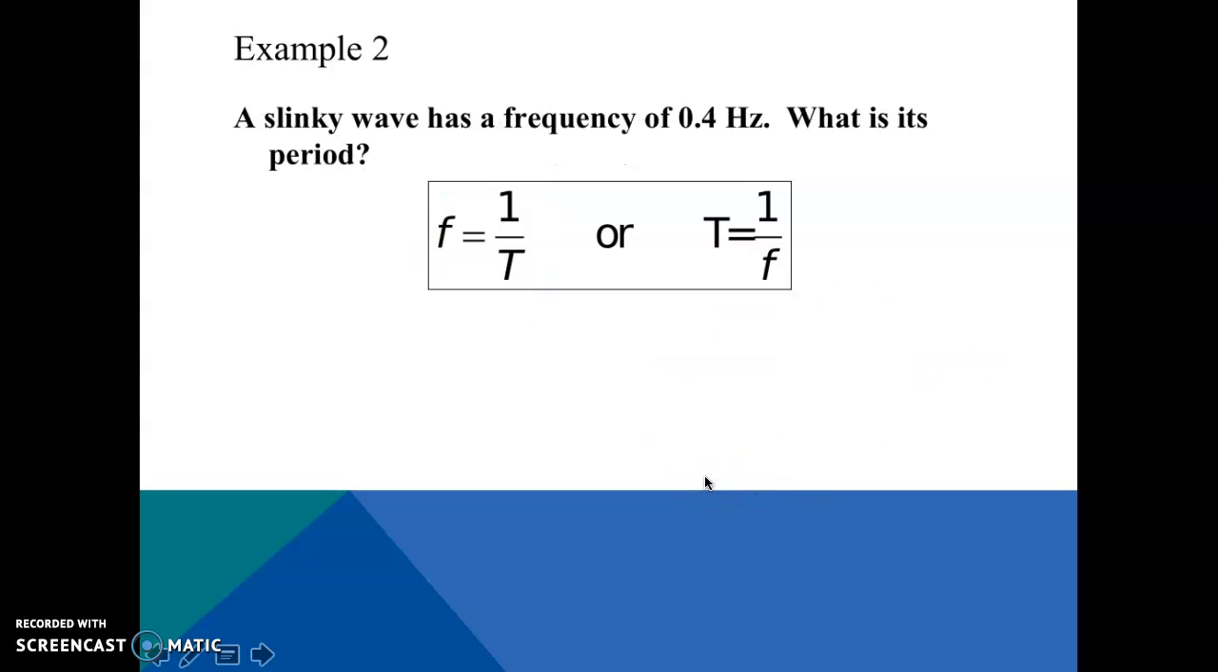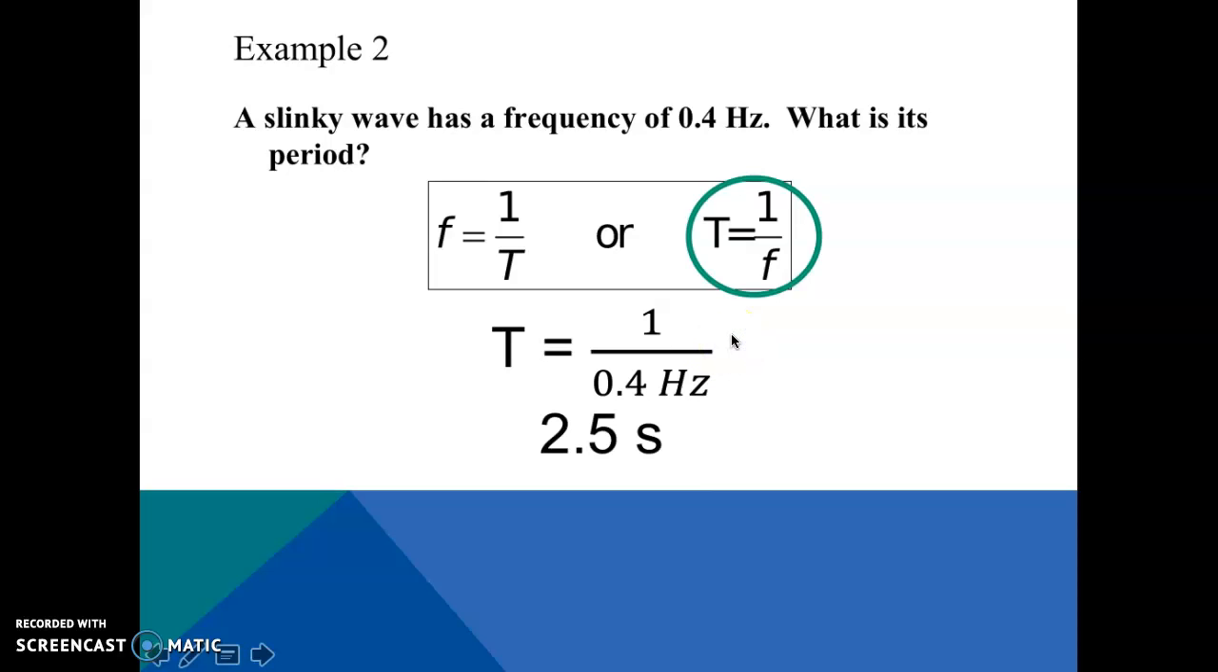Example number 2, a slinky wave has a frequency of 0.4 hertz. What is the period? Well, we have our frequency. We're looking for our period, or our capital T, so we're going to use T equals 1 over f. Plug in our numbers with our units, 1 divided by 0.4 hertz, which gives us 2.5 s, or 2.5 seconds.